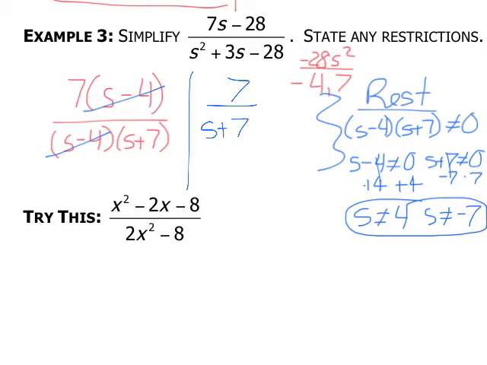Don't forget your restrictions when S is not equal to 4 or negative 7. So there's my final answer. 7 over S plus 7 when S is not equal to 4 or negative 7. So remember, step 1, factor top and bottom. Step 2, find your restrictions. And then step 3, simplify and finish your problem out.